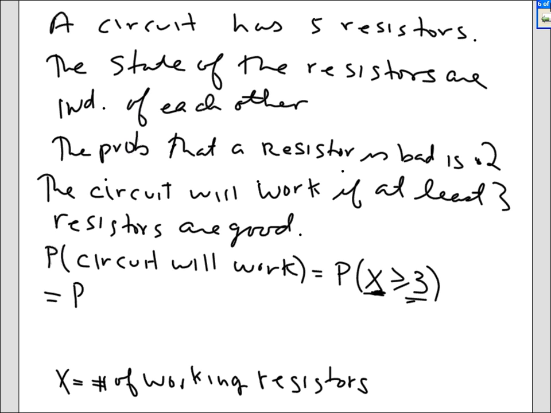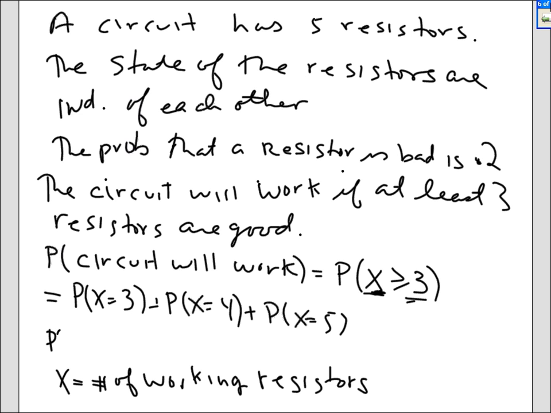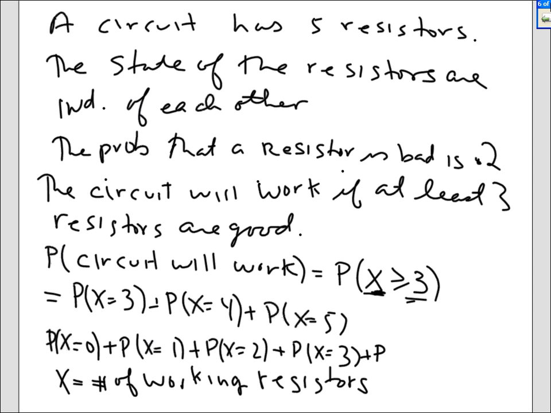Well, this means exactly 3 or exactly 4 or exactly 5. Now you might think, what about complements? Well, in this case, I don't think it would pay off, because either exactly 0 are good, or exactly 1 is good, or exactly 2 is good, or exactly 3, or exactly 4, or exactly 5 are good. And this adds up to 1.